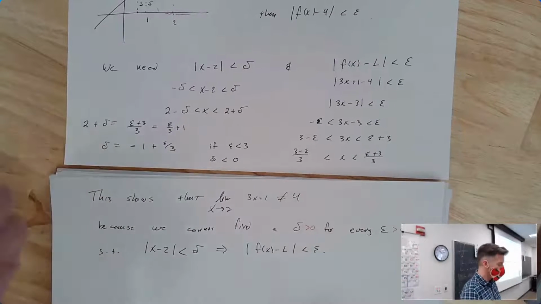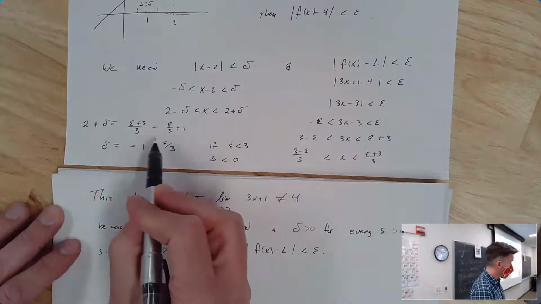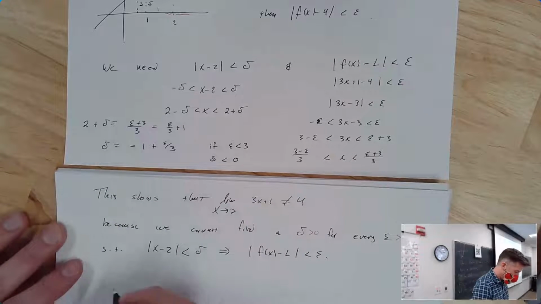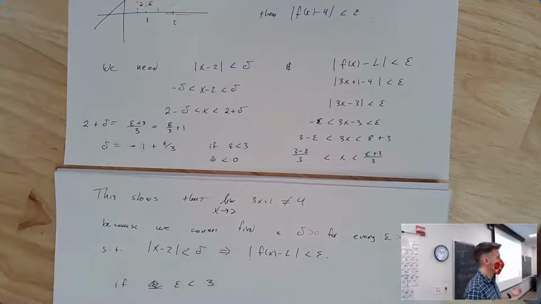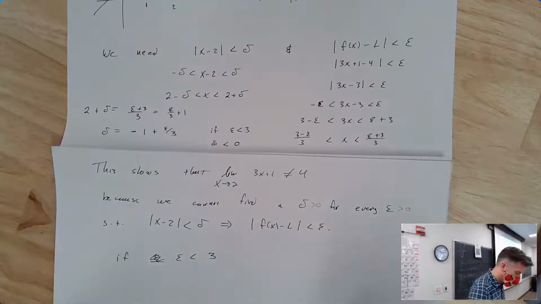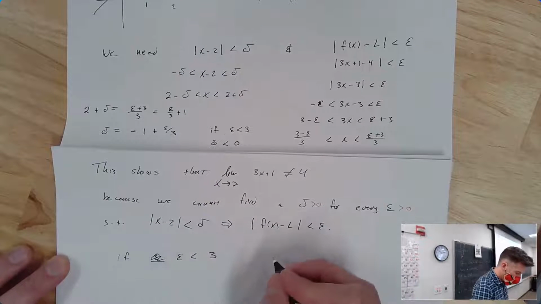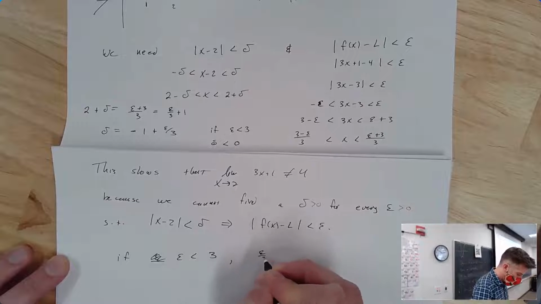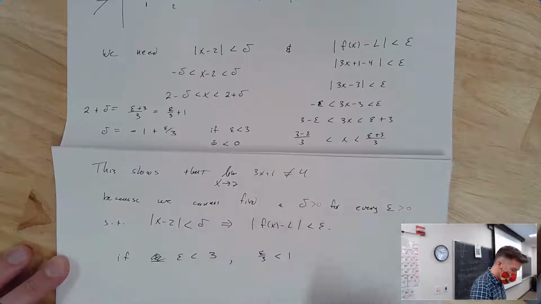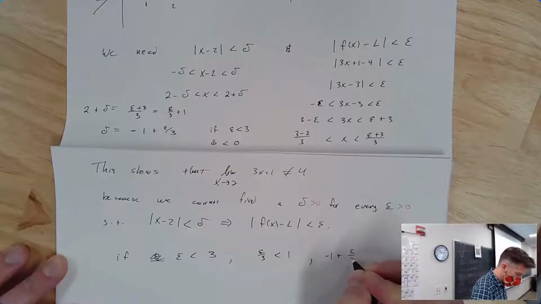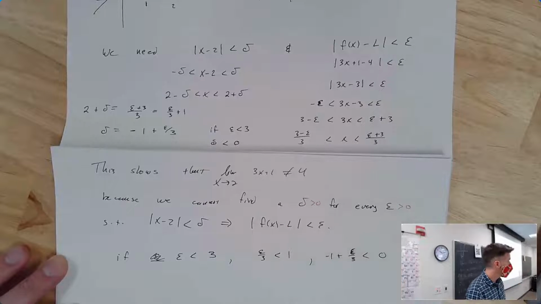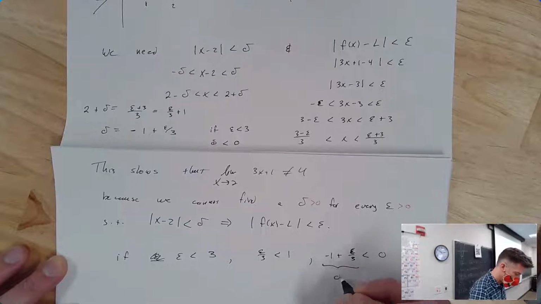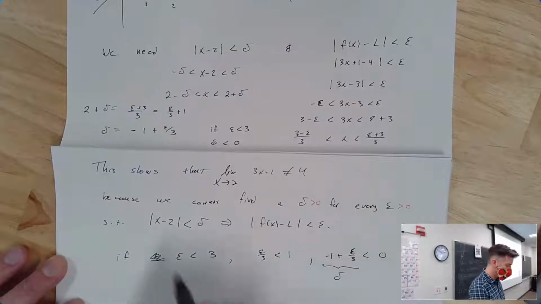Right. So I was looking at this and trying to make it negative. And I know that if epsilon is less than 3, I always hate it when it's 3, because epsilon and 3 look the same. It's like which one's which? But sorry, that's what we've got. So if epsilon is less than 3, then we can say that epsilon over 3 is less than 1, and negative 1 plus epsilon over 3 is less than 0. And that's what my delta is.